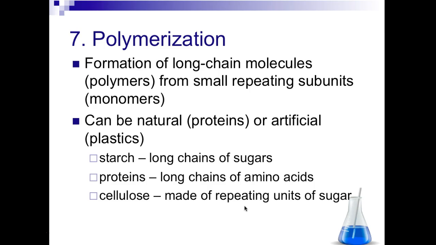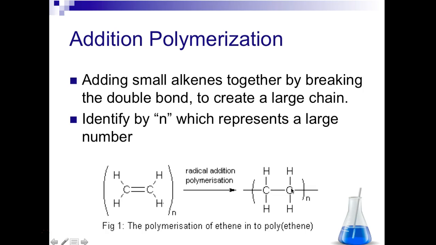Polymerization, that's the formation of long chain molecules, or polymers, from small repeating subunits, which are called monomers. They can be natural proteins or artificial plastics. Starch, proteins, and cellulose are all made of repeating chains of, for starch, sugars. For proteins, amino acids. And cellulose is made of repeating units of a sugar.